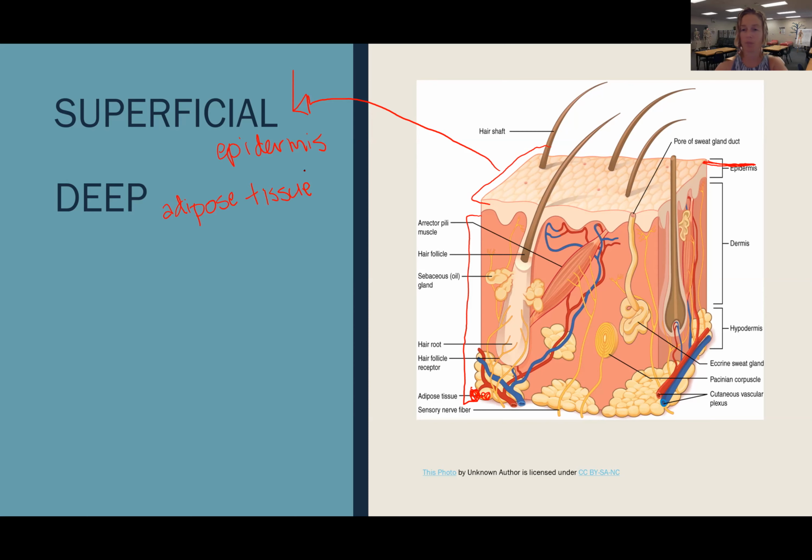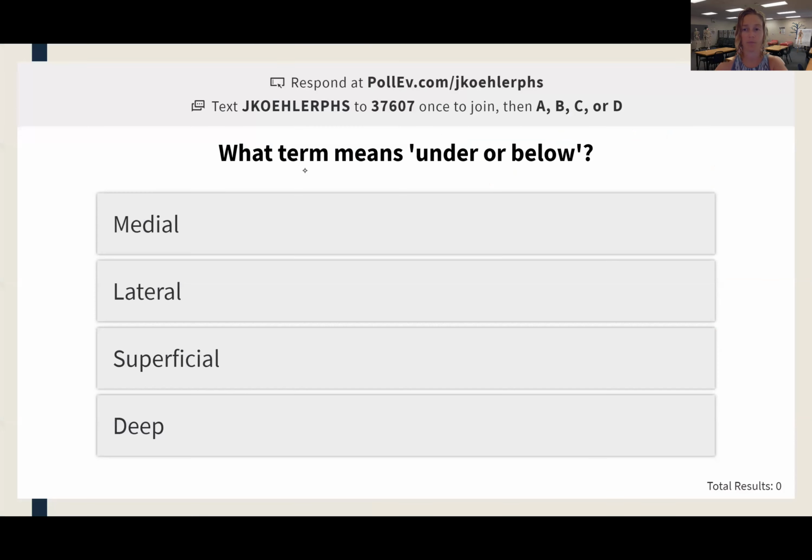Okay, good. So a little review here. In the terms that we talked about, what means under or below. And again, you guys can go to the website here, or you can text using this number. So you enter in this number, text this, then you're in, and you can respond with those answers, okay?